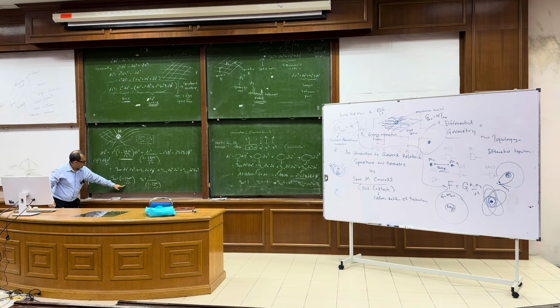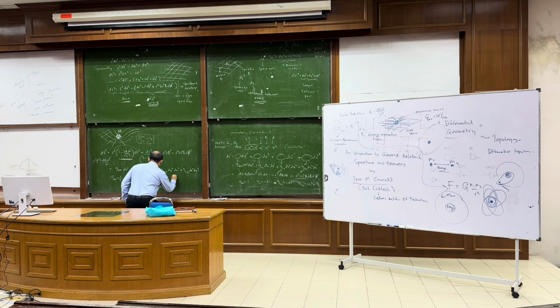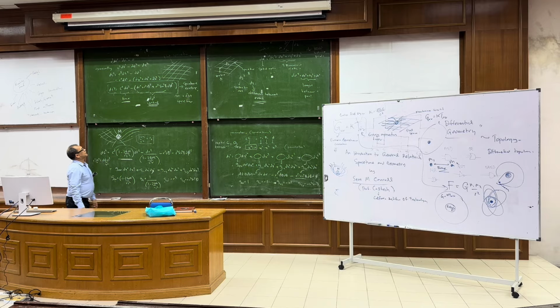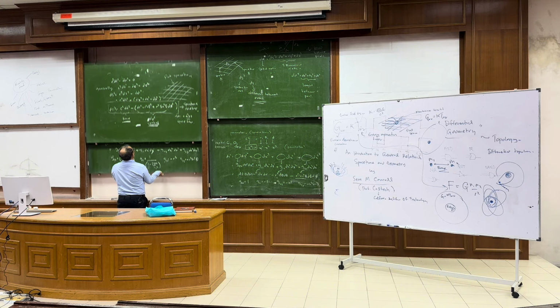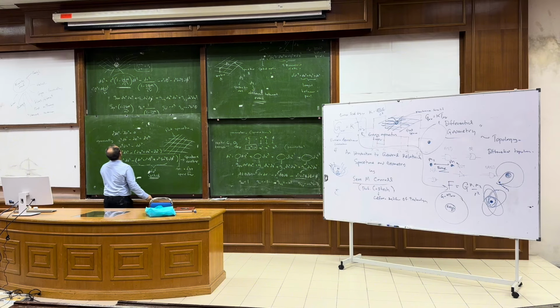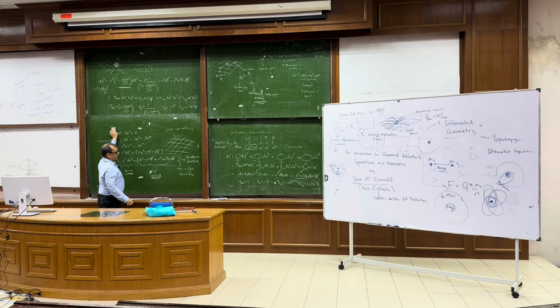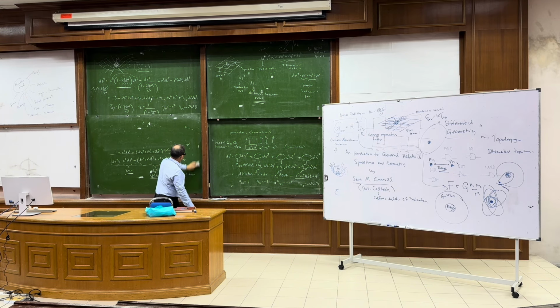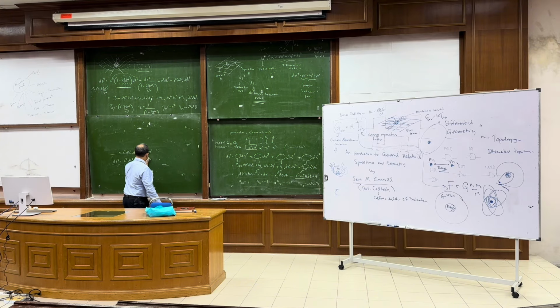So 1 minus 2GM over rc squared, and G11 is negative 1 over that. G22 is negative r squared, and G33 is negative r squared sin squared theta. Okay? You can take a picture of the bottom part.